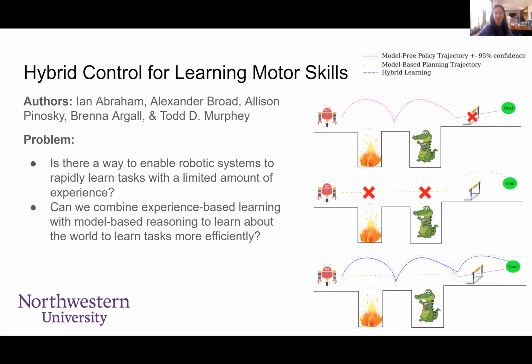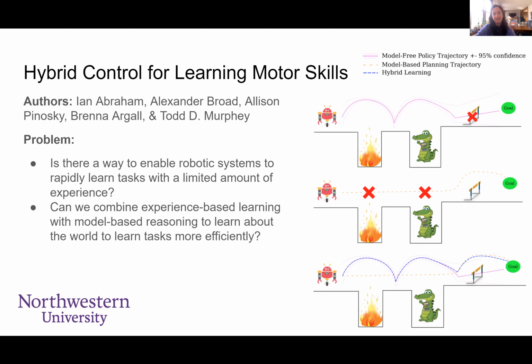So I'll be presenting this work today, done in collaboration with Ian and Alexander, Brenna and Todd at Northwestern. So we know that humans can learn from a very limited amount of experience. So that was the motivation for this project: can we use experience-based learning with model-based reasoning to learn about the world more efficiently? So maybe one model will know about some obstacles and another will know about the task. Can we combine them optimally to learn better about the world?